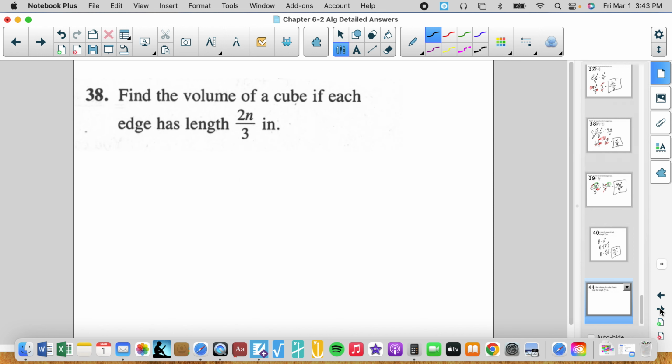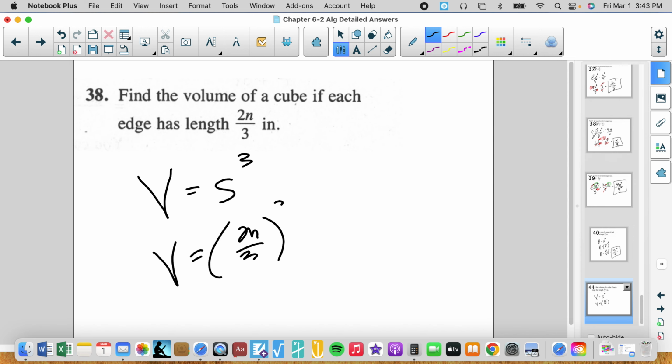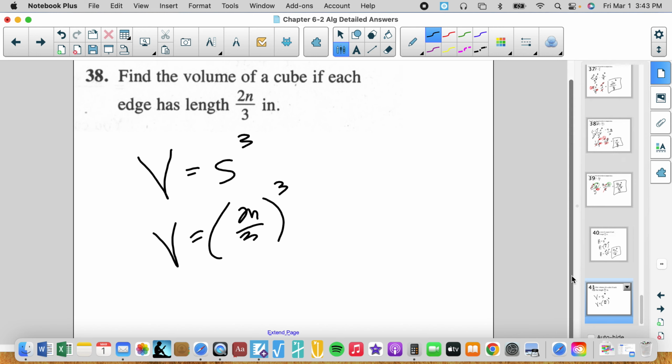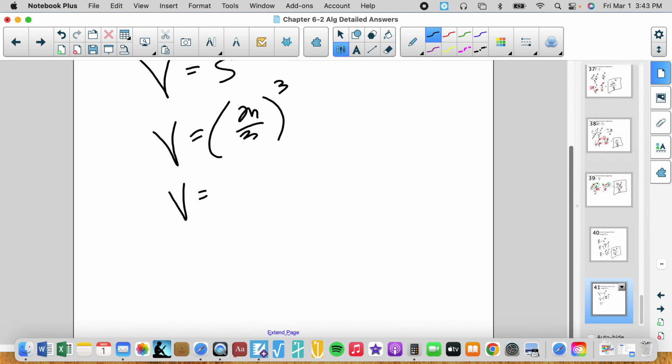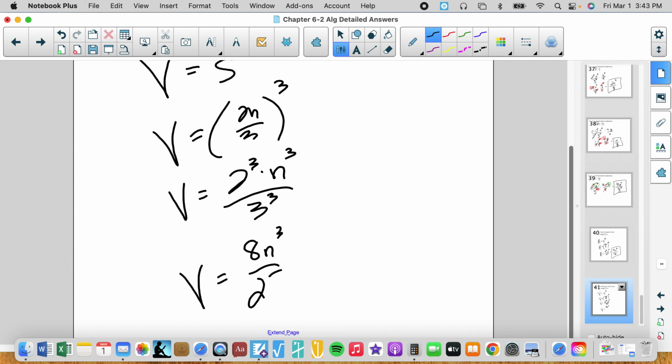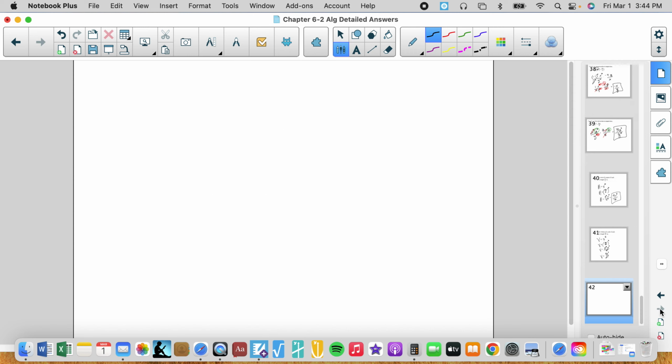Find the volume of a cube. Volume. Oh, s cubed. So cubed. And that's just going to equal 2 cubed times n cubed over 3 cubed, which equals 8n cubed over 27. That would be the volume. Much faster. Look at that.